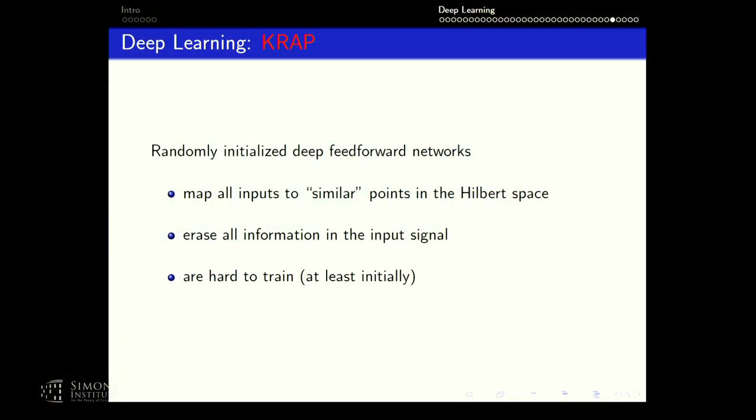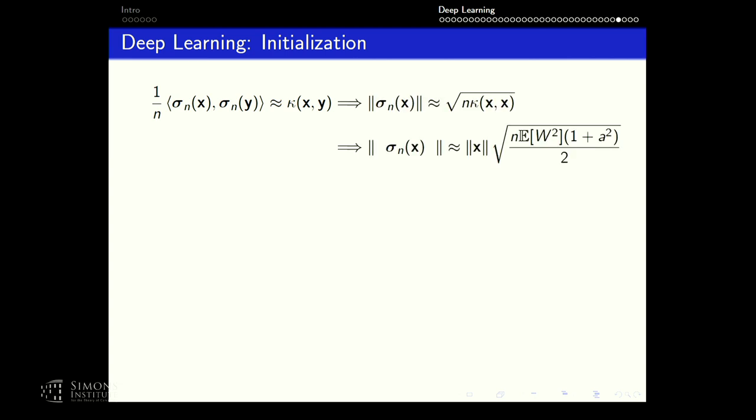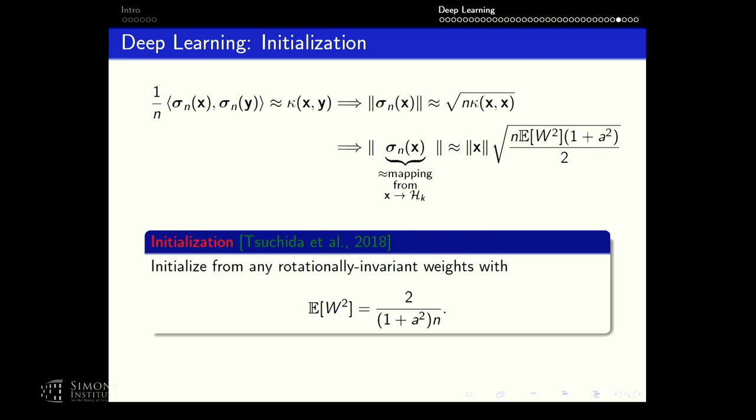So this is the key result that comes as a result of this: it's hard to train if you randomly initialize, at least initially, with the depth. Okay, so what does that even mean? Another implication of this is the initialization. You can go through similar arguments and come up with a result that if I initialize my weights with variance like that, I preserve certain properties.